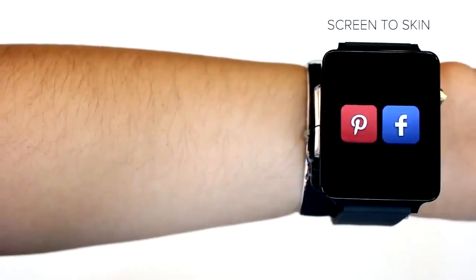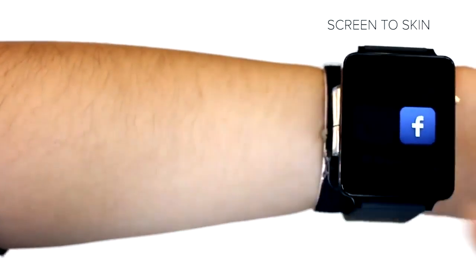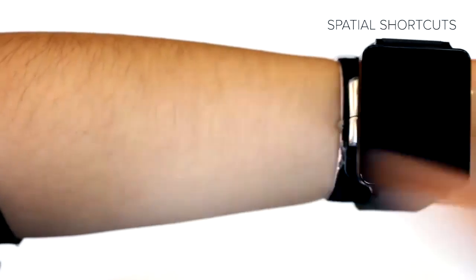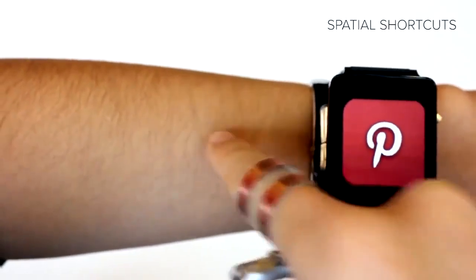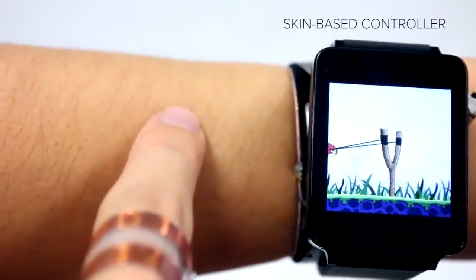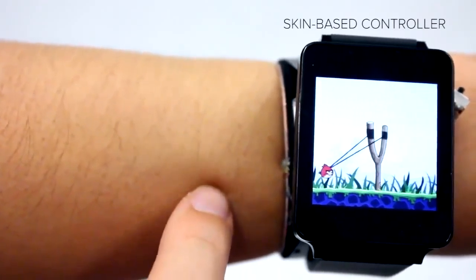The touch screen and the user's skin can work synergistically. Here, the user drags app icons off the screen and drops them onto the skin, creating shortcuts. Games, too, can benefit by moving interactions onto the skin.